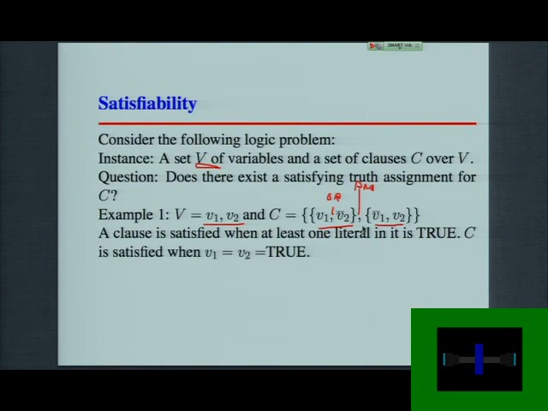False, false. This would be false or not false. Not false is true, right? So if it was false or true, that would be true. True or anything is true. True and true is true. This is also going to be satisfying.